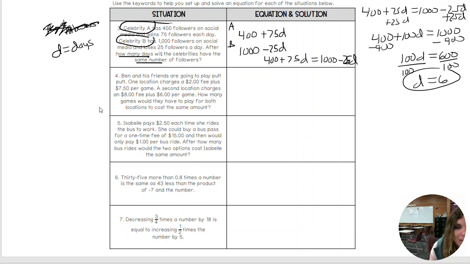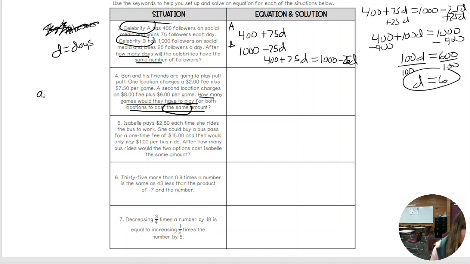Okay, let's do the next one. Ben and his friends are going to play putt-putt, code for miniature golf, I think. One location charges a $2 fee plus $7.50 per game. A second location charges an $8 fee plus $6 per game. How many games would they have to play for both locations to cost the same amount? Okay, so we want to know how many games they have to play for both locations to cost the same, right? So we want to know when those two are equal to each other.